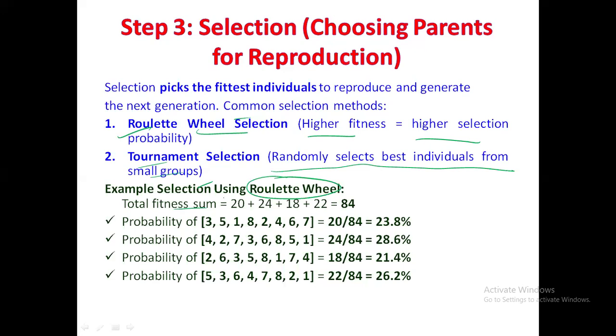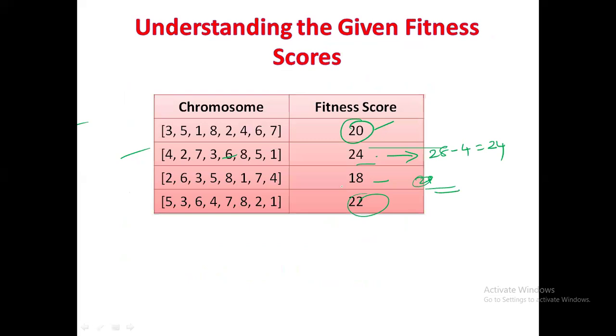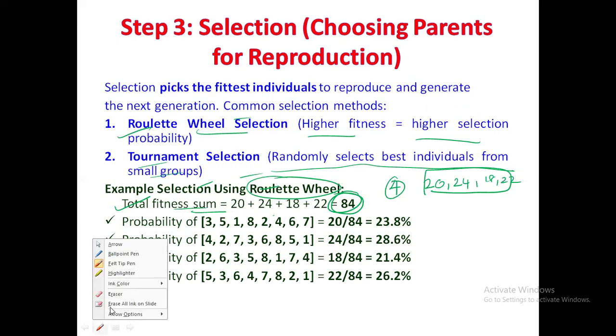So the total fitness sum we found out here is 20 plus 24 plus 18 plus 22. For the 4 chromosomes given, we found the fitness functions are 20, 24, 18 and 22. If you add all those values, we get the total fitness sum, 20 plus 24 plus 18 plus 22, and the value is 84.